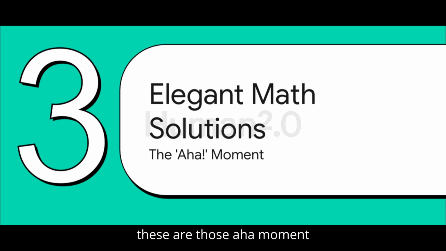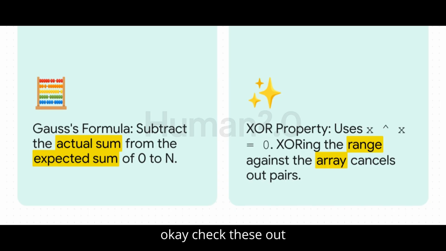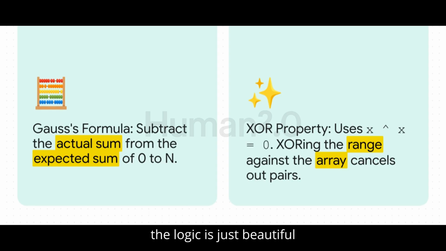These are those aha moment solutions that are built on some seriously cool mathematical properties. This is the stuff that really shows you have a deep understanding of what's going on. Okay, check these out. On the left, we've got a solution using a famous formula from the mathematician Gauss. The logic is just beautiful.